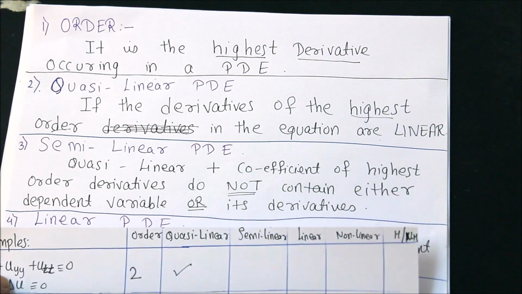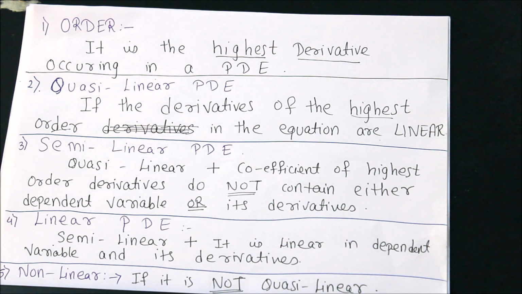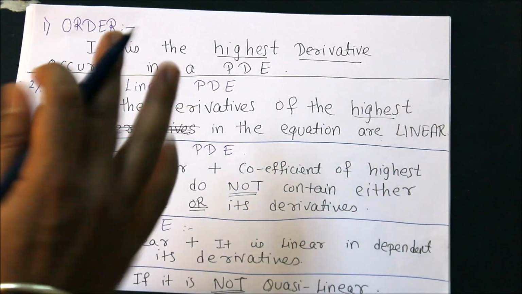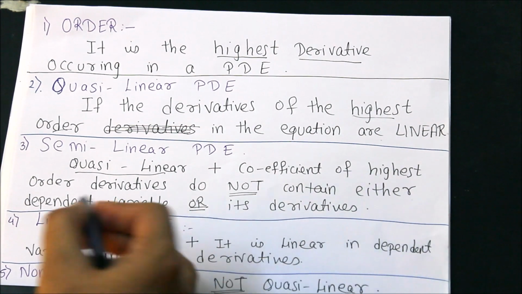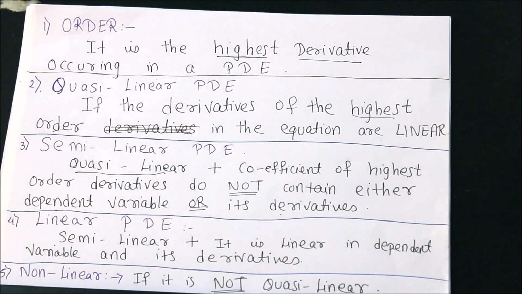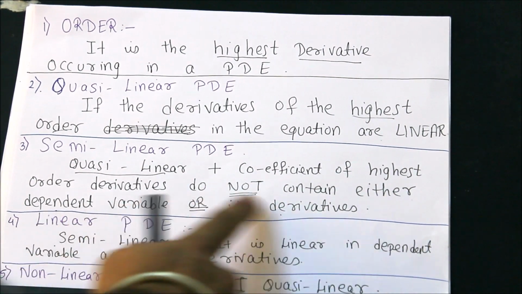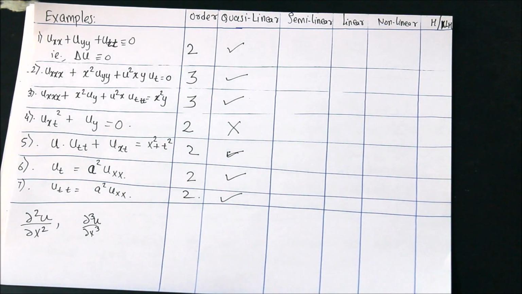So what do you mean by a semi-linear partial differential equation? First of all, it has to be quasi-linear, which means the degree of the highest derivative should be 1. Then you look at the coefficient of the highest derivative. That coefficient should not contain the dependent variable and its derivative. Then I will call it semi-linear.